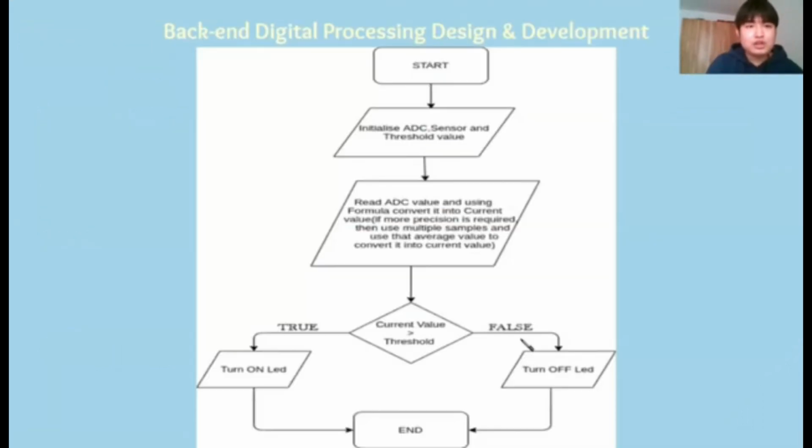As the last, I will talk about the back-end digital processing design and development. The first is also our system start and initialize the ADC sensor and threshold value, and then read the ADC value and use the formula to convert it into current value, and then also determine whether the current value is above the threshold or not. If the current value is above the threshold, it will turn on the LED and go to the end. If the current value is not above the threshold, it will turn off the LED and go to the end.